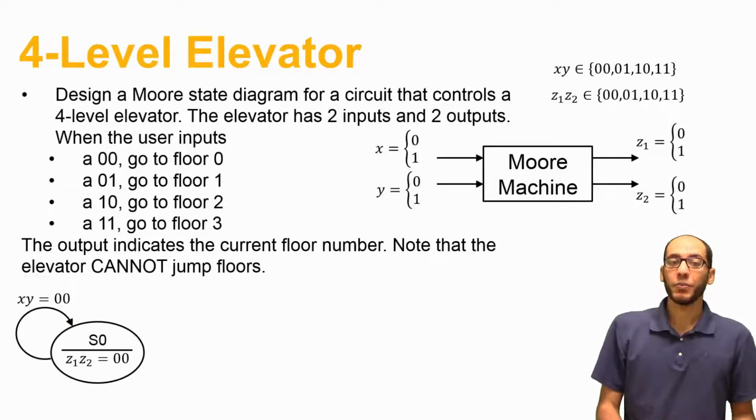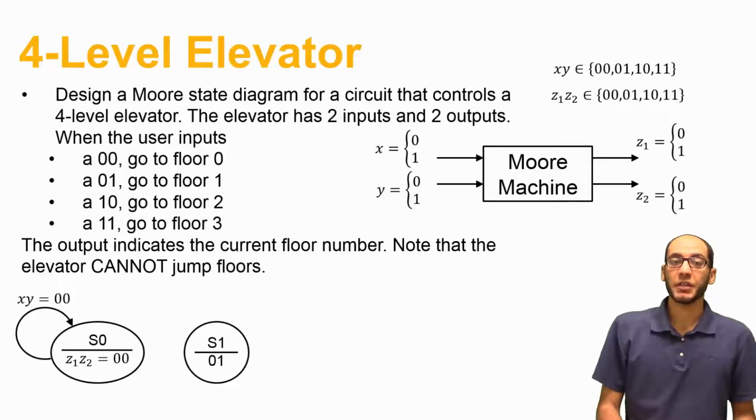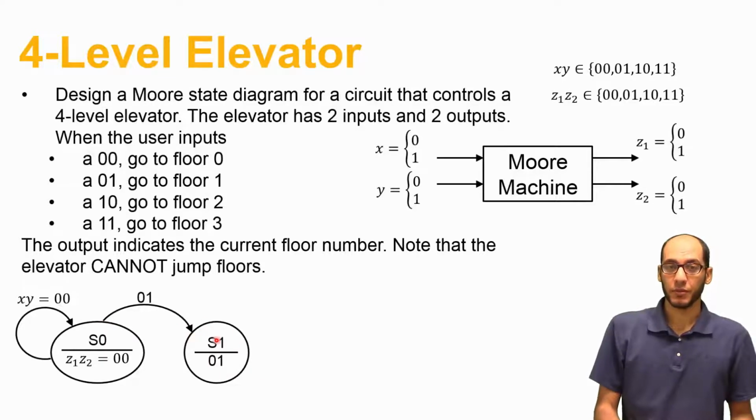What if I receive an input of 0, 1? Then definitely I need to go to another state, and that's why I create another state and call it S1 with an output of 0, 1, and that's the arrow that represents going from S0 to the S1 state. Okay, so what if I receive an input of 1, 0 while I'm at state S0?